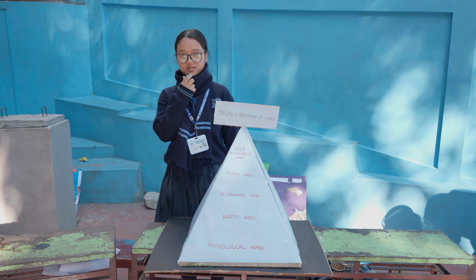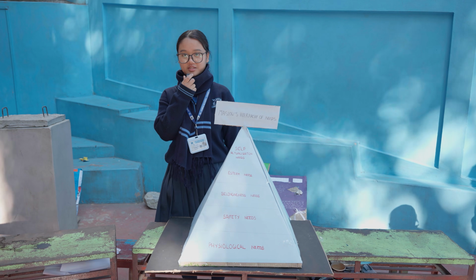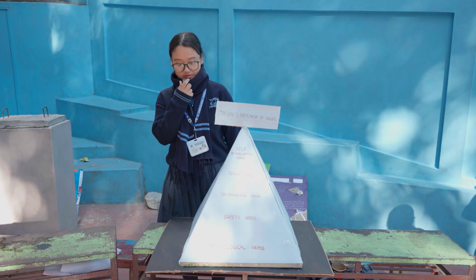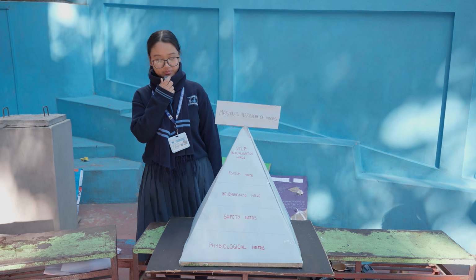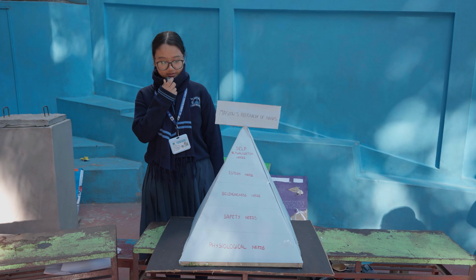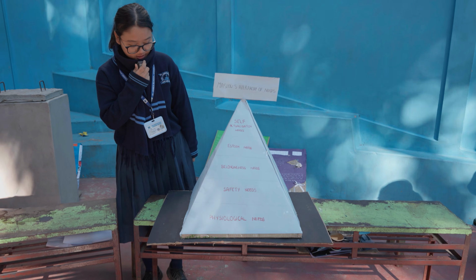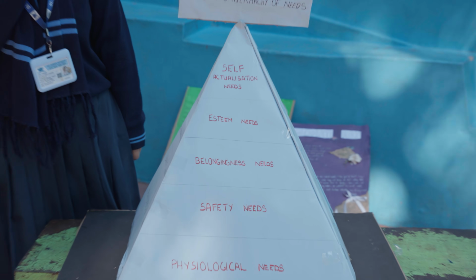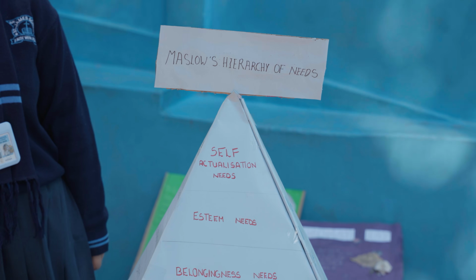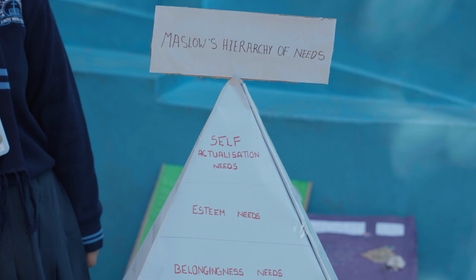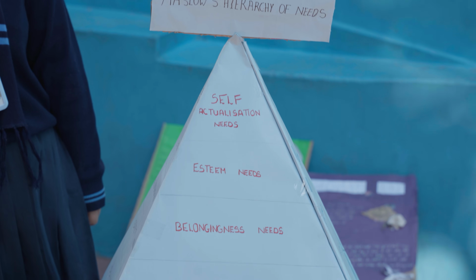Thank you. My name is Corina Mintansangi and I'm studying in class 11 arts. What I'm going to show you is a pyramid made by Abraham Maslow. It is the five stages of needs. The first stage is physiological needs. It is the most important one. For example, when we need water, air, and so on.